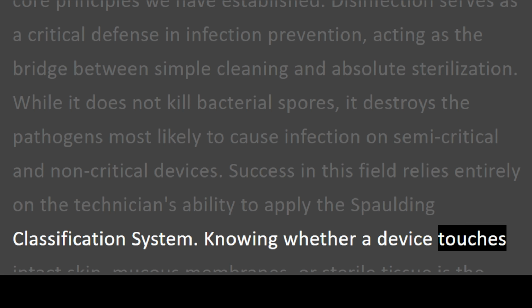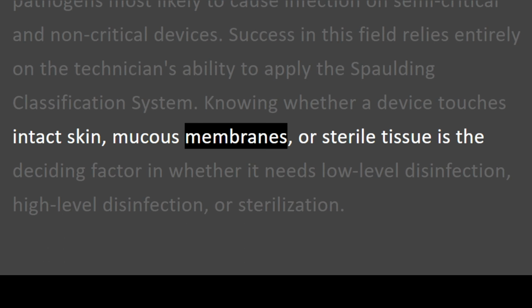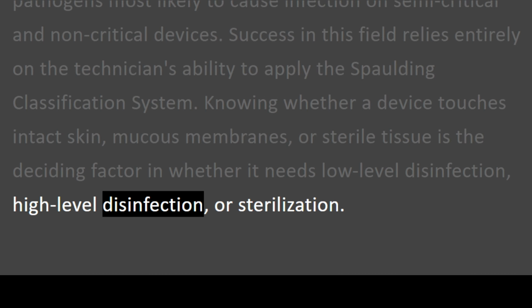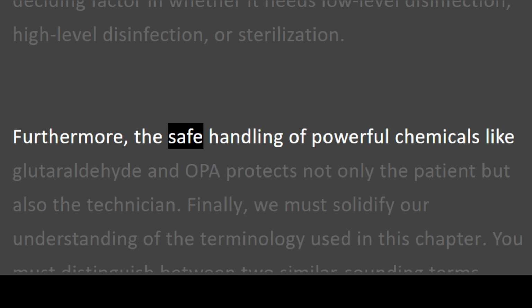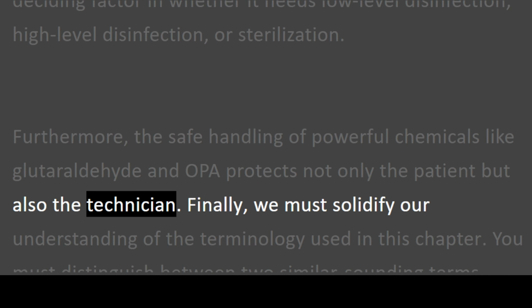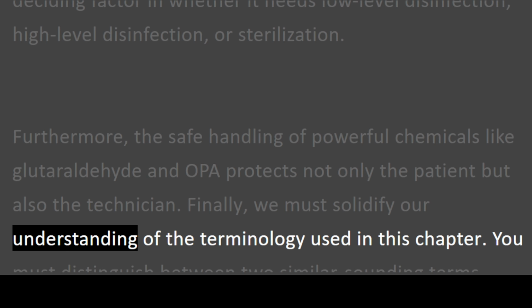Knowing whether a device touches intact skin, mucous membranes, or sterile tissue is the deciding factor in whether it needs low-level disinfection, high-level disinfection, or sterilization. Furthermore, the safe handling of powerful chemicals like glutaraldehyde and OPA protects not only the patient but also the technician. Finally, we must solidify our understanding of the terminology used in this chapter.